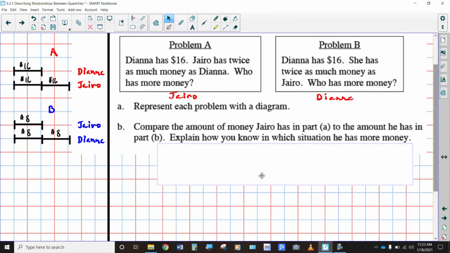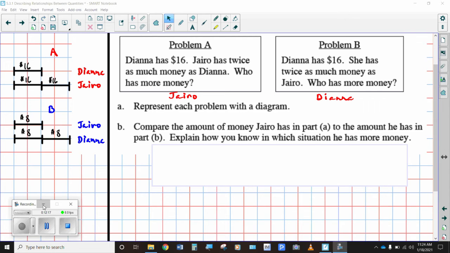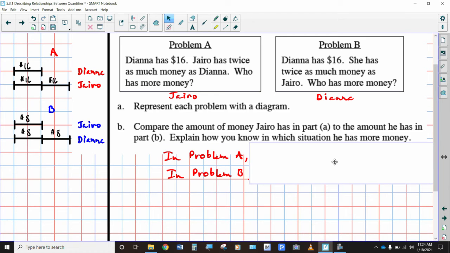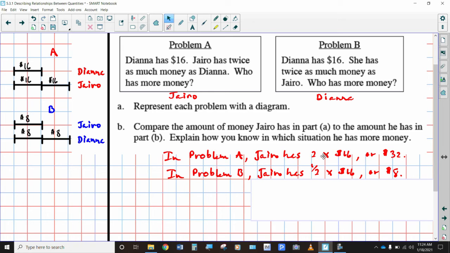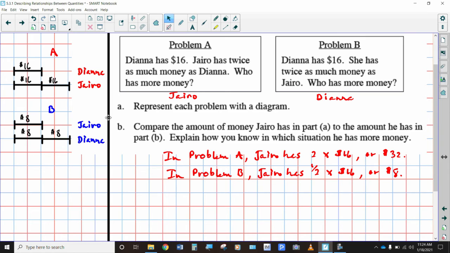Okay, so go ahead and formulate your thoughts and write down a response, and I will reveal what I have for my explanation in a moment. Alrighty, so explain how you know who has more in each situation. So let's take a look in problem A. The situation is that Hiro has 2 times 16, right? Because Diana has 16 and he has twice as much, which means 2 times as much as her. So he must have $32. And in problem B, Diana still has the $16, but that is twice as much as Hiro, which means that Hiro has half as much, which is half of 16, which means he must have 8 in that situation.